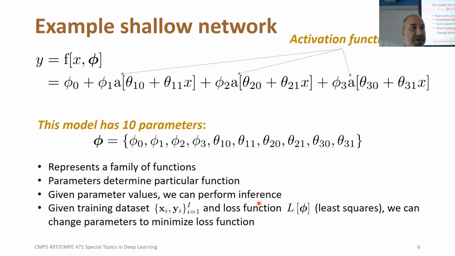When we have the values of the parameters, now given the value of the input, we can do inference, which means we can get the output of the function, or the prediction in this case. And if we have training data and a loss function, then we can change the parameters to find the best values of the parameters that can fit the data or minimize the loss function. Yes. So last time when we had two parameters, it was a line.